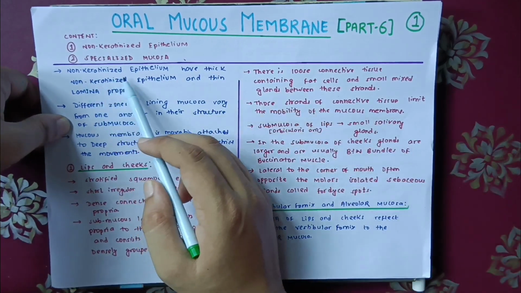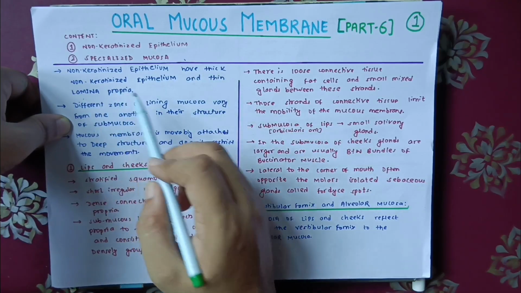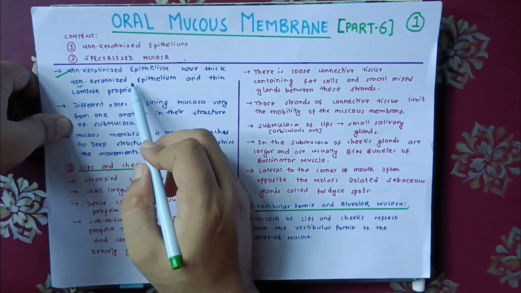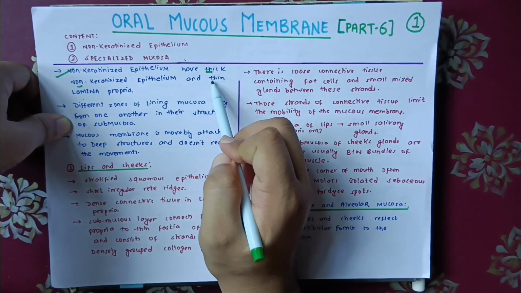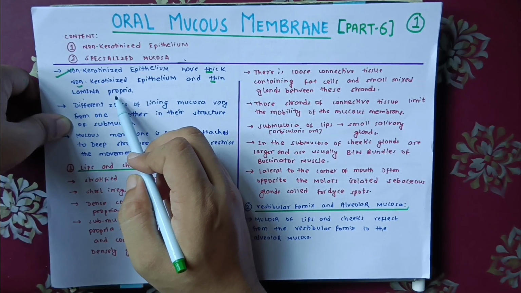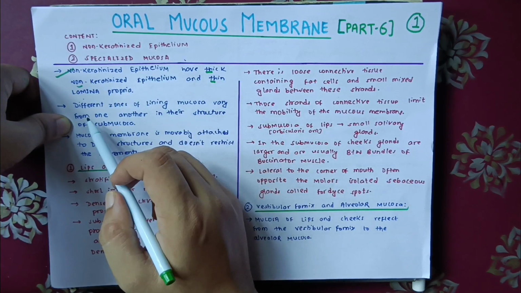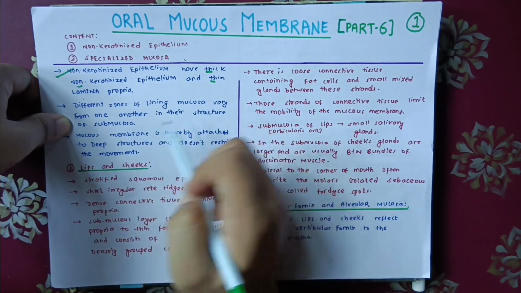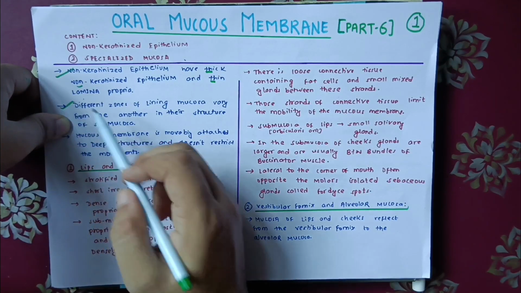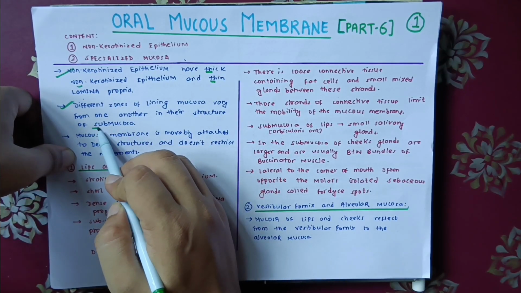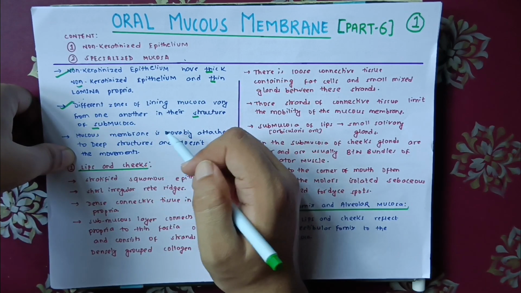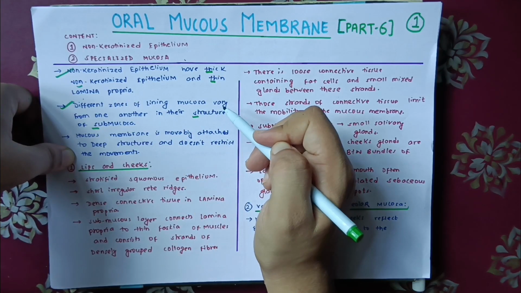Non-keratinized epithelium is thick, and the lamina propria present with it is thin. Different zones of lining mucosa vary from one another in the structure of the submucosa. So the submucosa is what differs in the different zones of the lining mucosa.